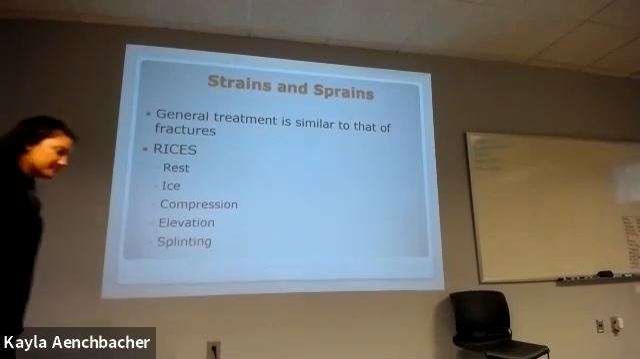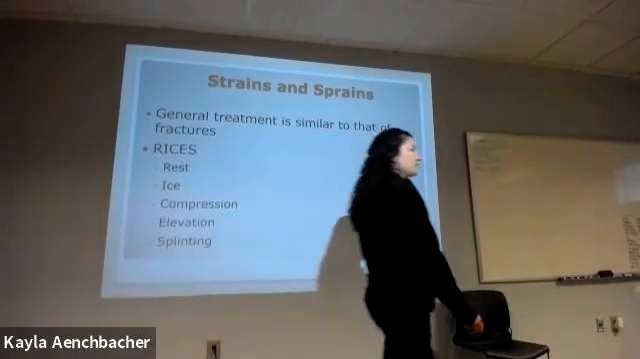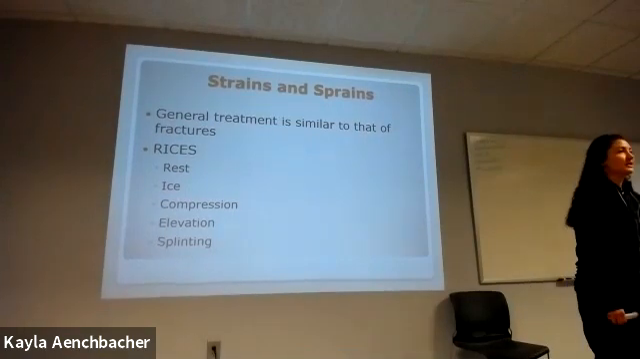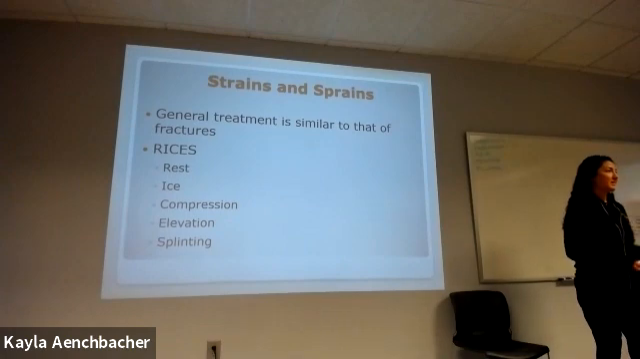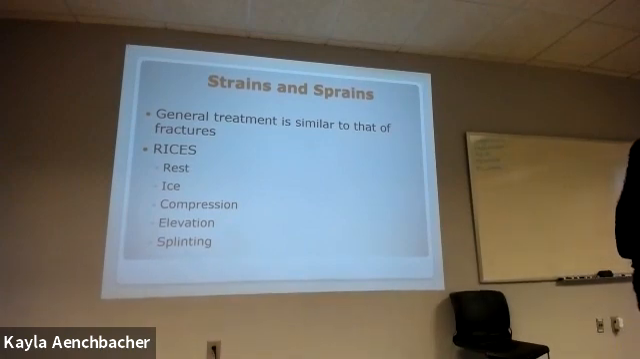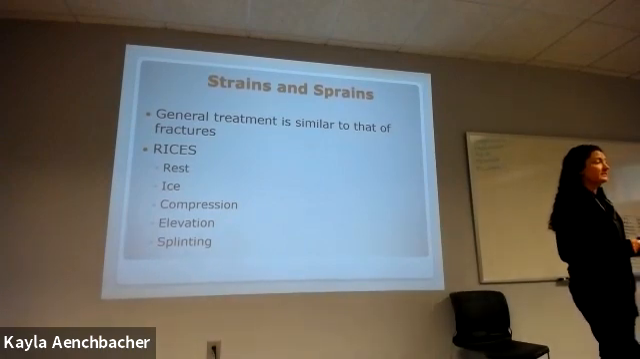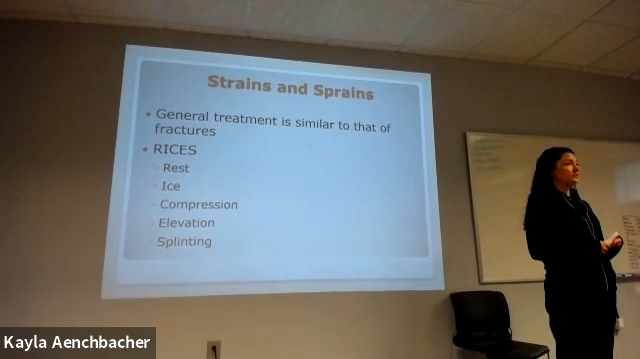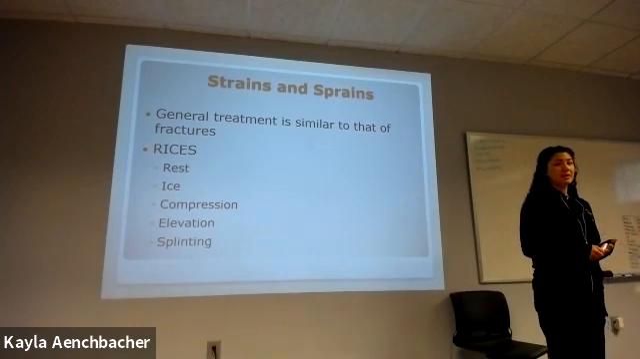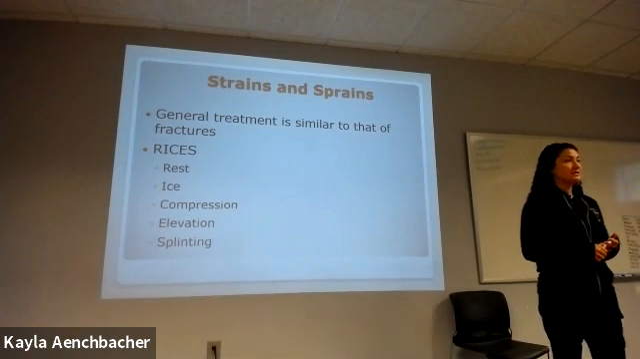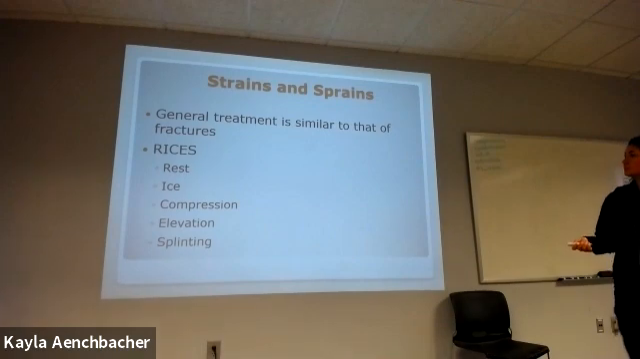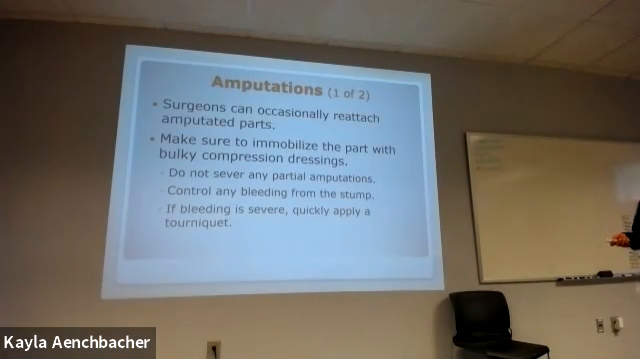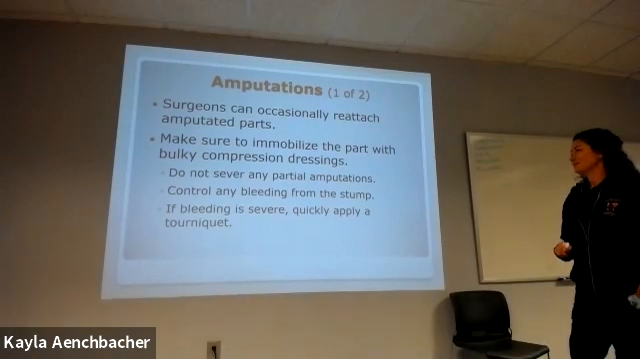Guys, your RICE acronym for strains and sprains: rest, ice, compression, elevation, and splinting. That compression and splinting kind of goes hand in hand. We can put a cold pack on the affected area to hopefully reduce the swelling and some of the pain. Our main goal is going to be splinting these affected limbs and joints. We talked about amputation: do not sever any partial amputation on hands.